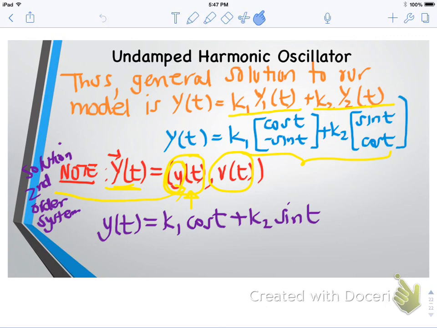This is because we started off with the second order differential equation, and that was just in terms of y. V wasn't involved in that. We're just trying to find y. So therefore, all we need to take is our y portion of this vector in our solution here, which is just this first row. And if we take that, we have our solution. So our y of t is equal to k sub 1 times cosine of t plus k sub 2 times sine of t.